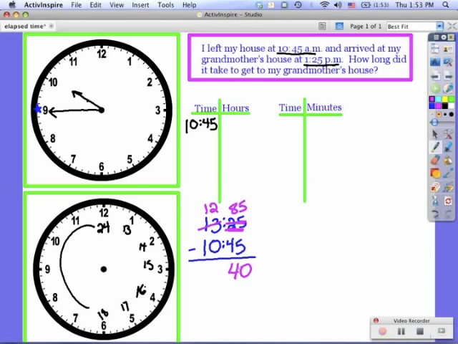And what does this 40 represent? We have to do the label, right? What does it represent? Minutes. And then what do I need to do? Take away 10 from 12. Okay, take the 10 away from 12, and that would give me how many hours? 2. So my answer would be 2 hours and 40 minutes.